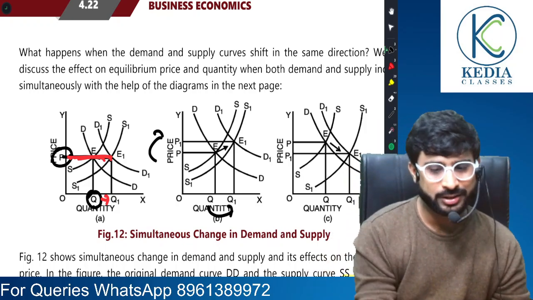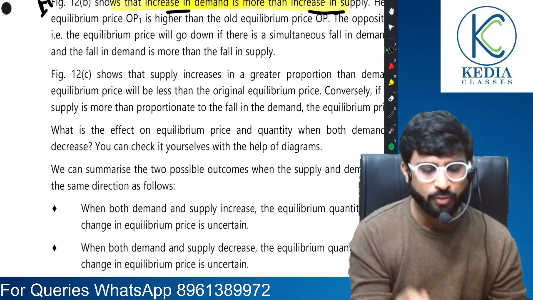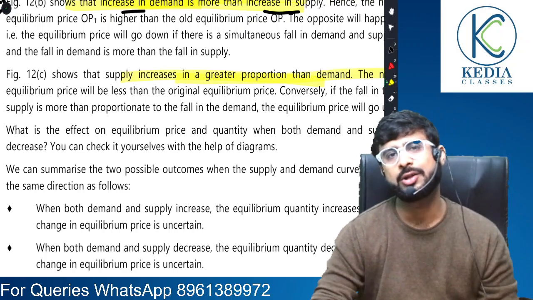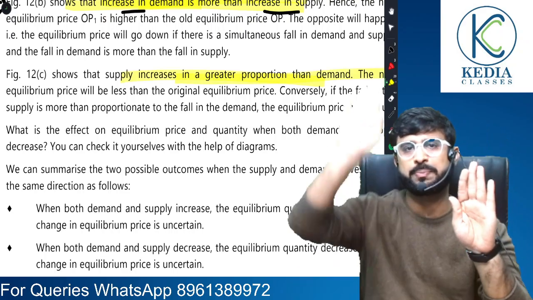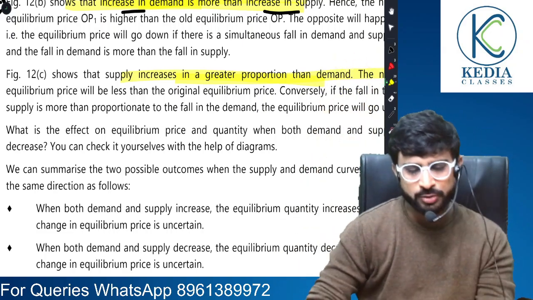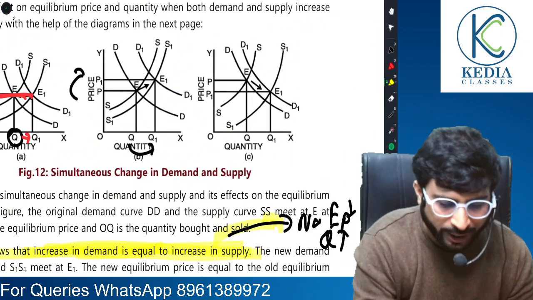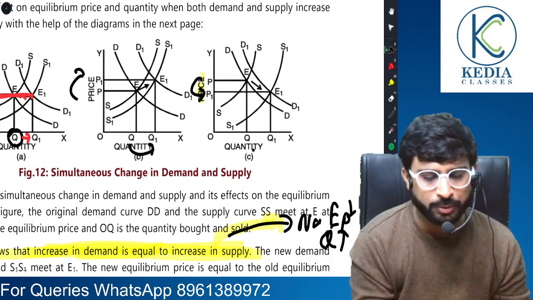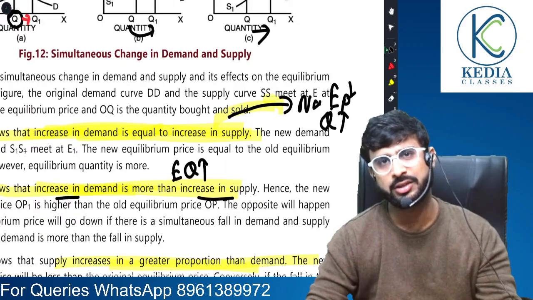Wow, sir. Really magical. Moving on. When supply increases in a greater proportion than demand, there is excess supply, so price will fall. But since both are rising, quantity will rise. See, price has fallen from P to P1, but quantity has risen. This is it.